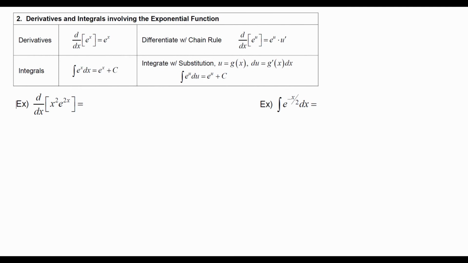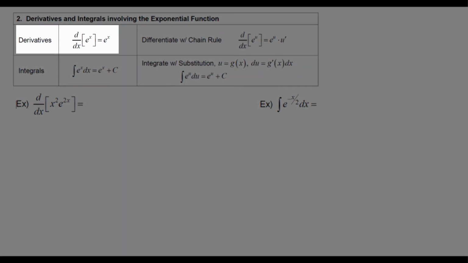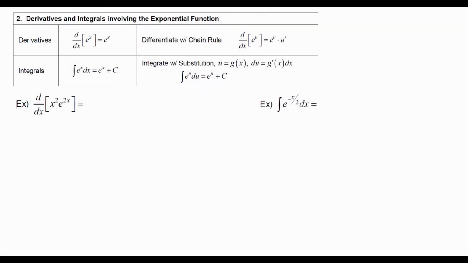Okay, that was enough algebra review. Let's do calculus now. Derivatives and integrals involving the exponential function. So what is the derivative of e to the x? Woohoo! Look at that. The derivative of e to the x is e to the x. This is my favorite derivative because it's so easy. So the derivative of e to the x is e to the x.